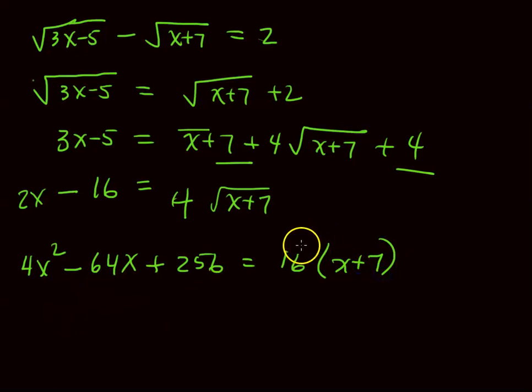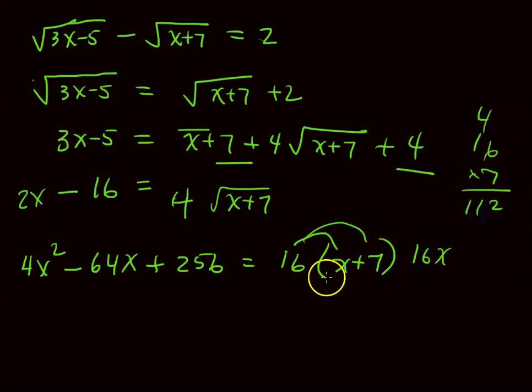Now, let's see here. We need to get this. This is 16x. And what is 7 times 16? 7 and 4 is 11. 112. So, this is now 16x plus 112.